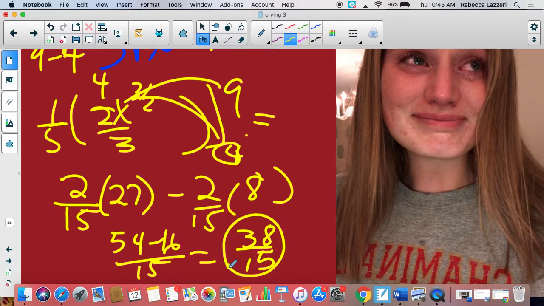All right, and then what do they want you to do with that? X values, original function. Okay, so what'd you do there? Or it being set equal to, all right, like equal to the square root. So what did you set equal to 38/15?